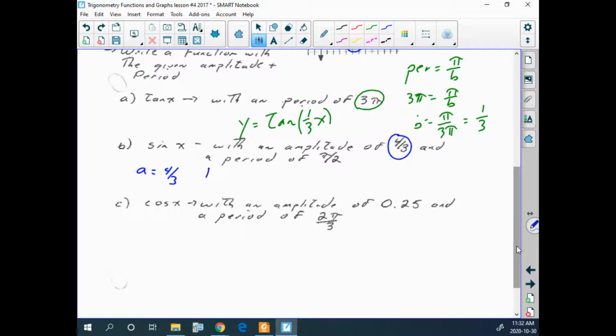B has to be equal to 4. As my stretch was 1/4, the number that made me stretch it by a quarter is the reciprocal of that. And as I said, you can do this, 2 pi over b is equal to pi over 2, and solve for b, you're still going to get 4. So our y is equal to 4/3 sine (4x). And I do get into the habit of putting brackets around that, even though it's not required here. When I start adding numbers to it, it makes life a lot easier.